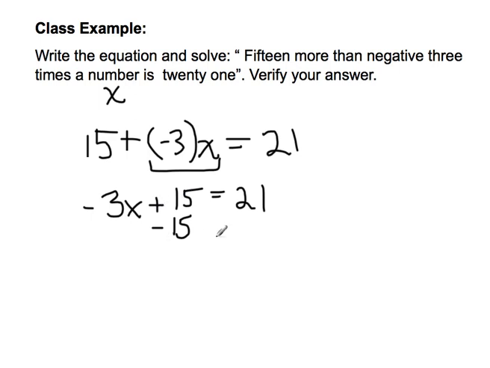I zero out that positive 15 with a negative 15. And I have negative 3x is equal to 6. And divide by negative 3. I'm pretty sure I can skip that step now where I'm dividing both sides by negative 3, to give me x equals negative 2. Okay.